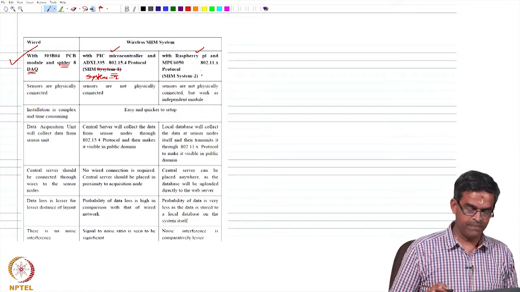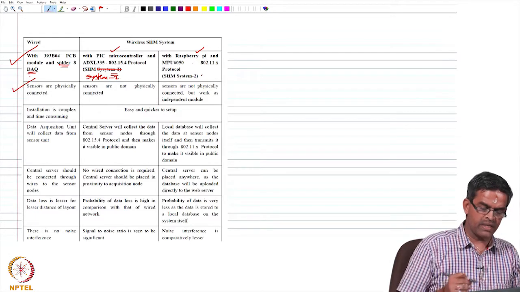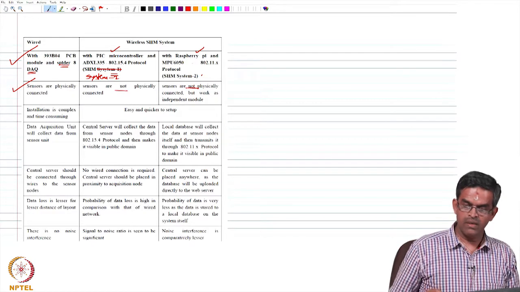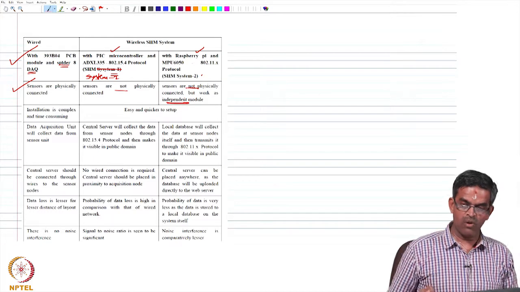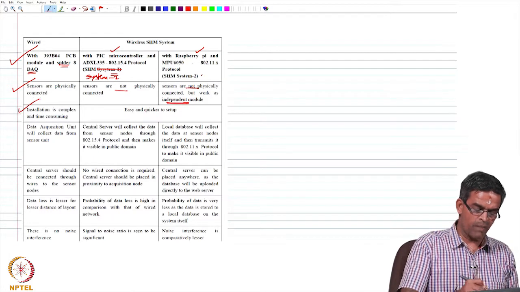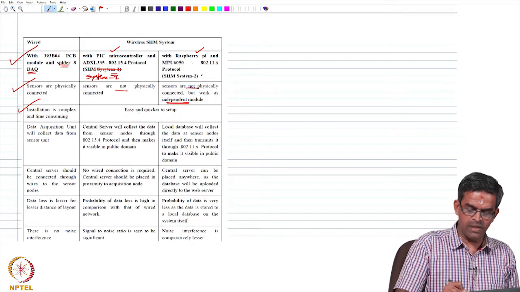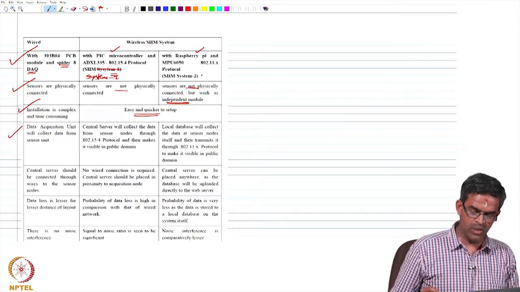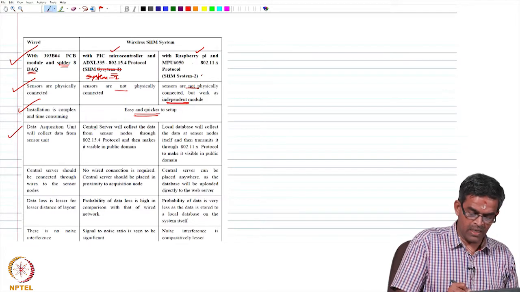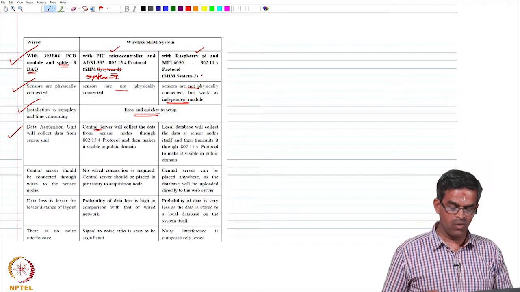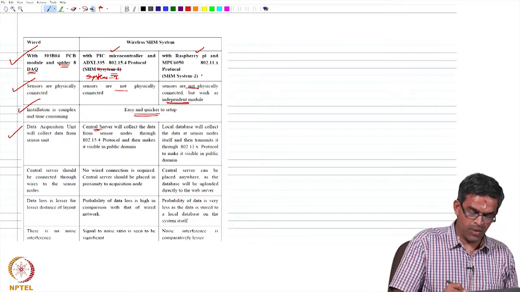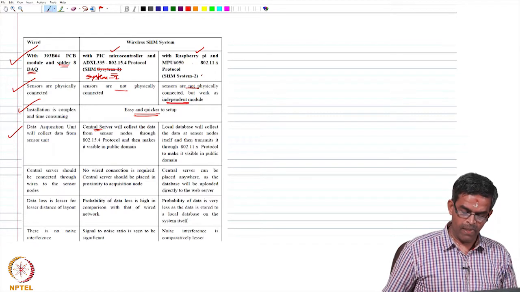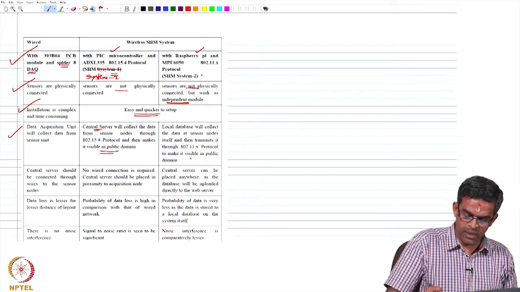Okay, this we have explained. Sensors are physically connected in this case, whereas in this case sensors are not physically connected, but they work as an independent module. The installation is complex because lot of wiring is required. It is very easy and quicker to set up. The DAQ will collect data from the sensor unit, whereas in this case the central server will collect the data from the sensor nodes through 802.15.4 protocol, whereas in this case 802.11x protocol, and it makes it visible to the public domain as and when required.